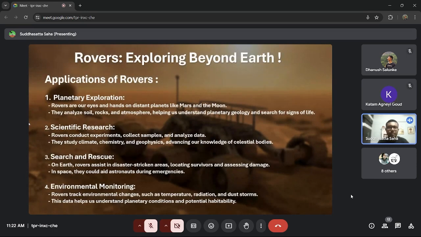So what are the applications of a rover? Some basic applications, as I already mentioned: planetary exploration is something which forms the crux of making a rover.